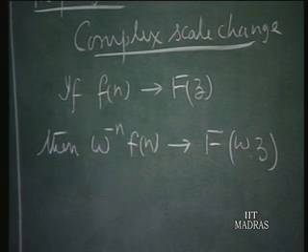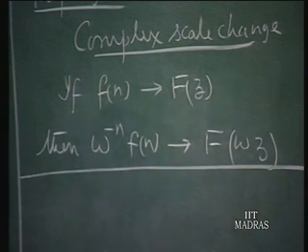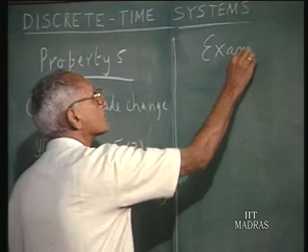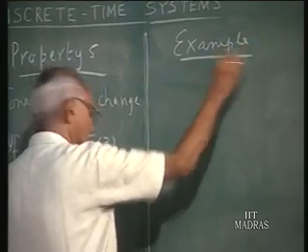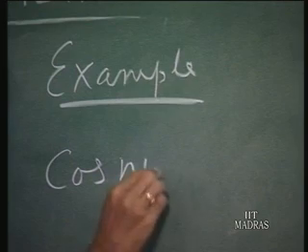This result is quite straightforward. You can write down the Z transform from that and deduce this without any difficulty. So we will not try to construct the proof. This is quite evident. But we would like to work out an example. Suppose we have cos n omega Un.